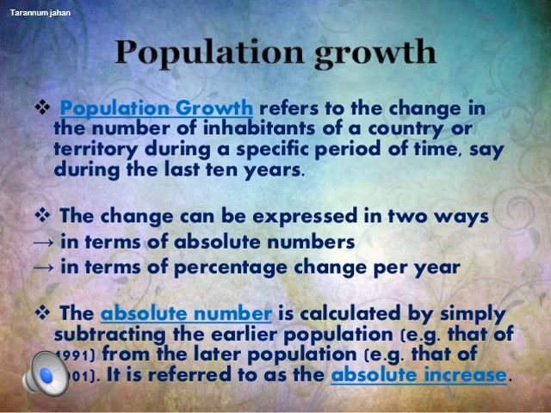Now what is the absolute number? The absolute number is calculated by simply subtracting the earlier population from the current one. For example, if you want to know the change, you calculate 2001's population minus 1991's population, and you will get the absolute number. In this way we calculate how much the population has increased from the earlier population to the current population.